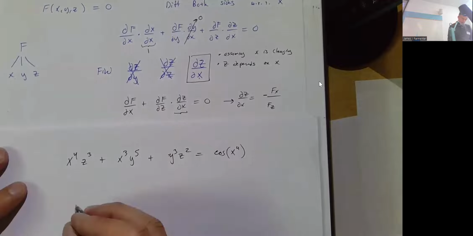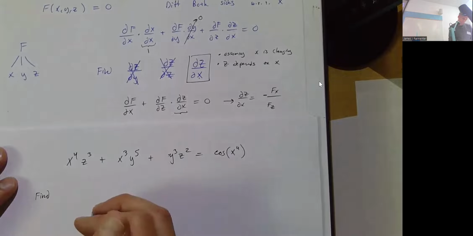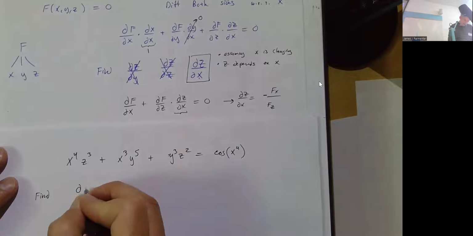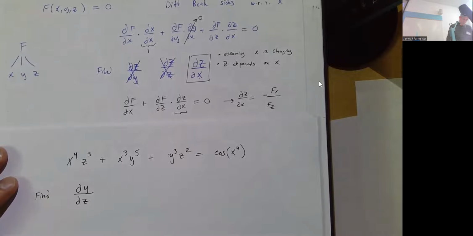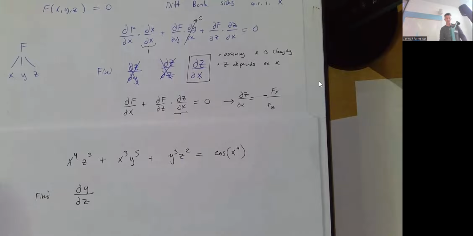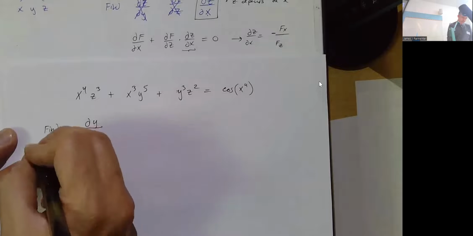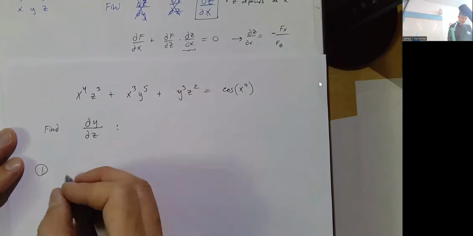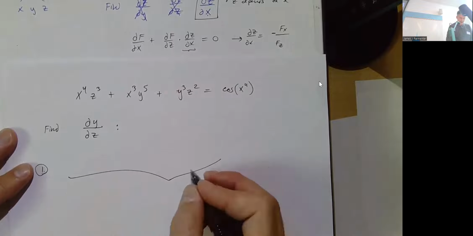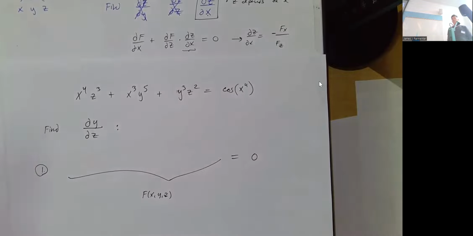And I want you all to find the short way. What do I want you to find? Sure. Let's find del y del z. And I'll remind you, your first step should be rewriting your equation so that you've got everything on the left equal to 0. That should be your first step before you do anything else.